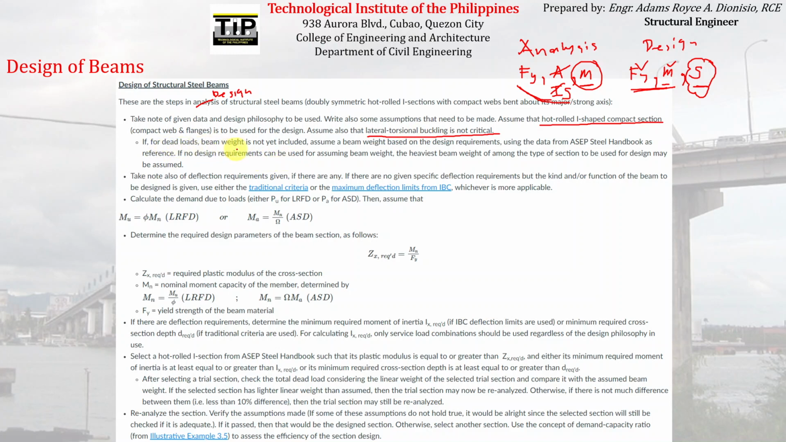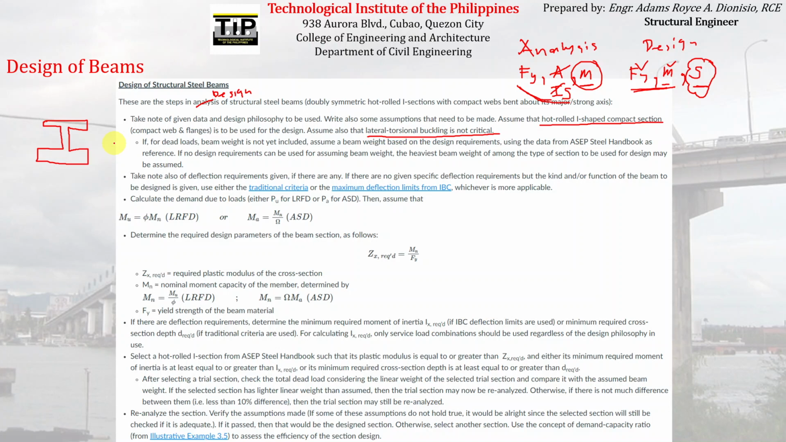If for dead loads the beam weight is not yet included, assume a beam weight based on the design requirements, using the data from the ASEP Steel Handbook as reference. If no design requirements can be used for assuming beam weight, the heaviest beam weight among the type of section to be used for design may be assumed. So for designing, we still have no cross section at hand. Therefore, we still cannot compute the beam weight, or the weight of this particular steel section. But we need to consider that weight.